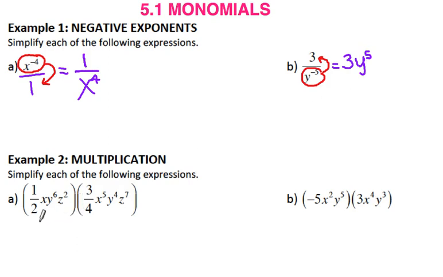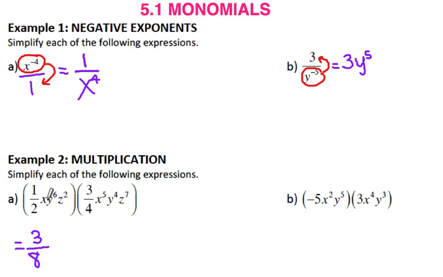So your final answer for letter B is going to be 3y to the fifth. Multiplying monomials, you're just going to multiply each of the terms together. So I'm going to go ahead and start by multiplying my fraction. When you multiply fractions, you're multiplying straight across. So 1 times 3 is 3, over 2 times 4, which is 8. So I have 3/8. 3/8 cannot be reduced, so I'm just going to leave it like that.